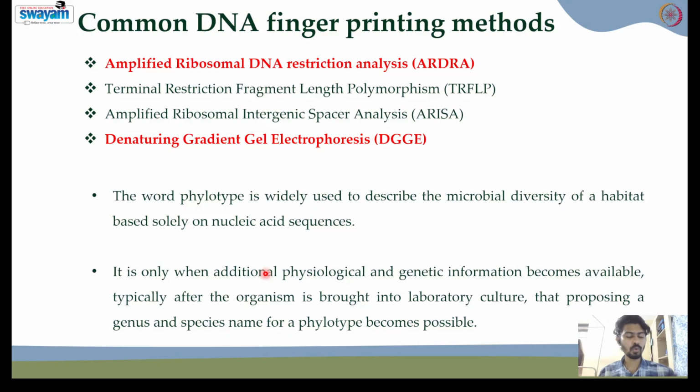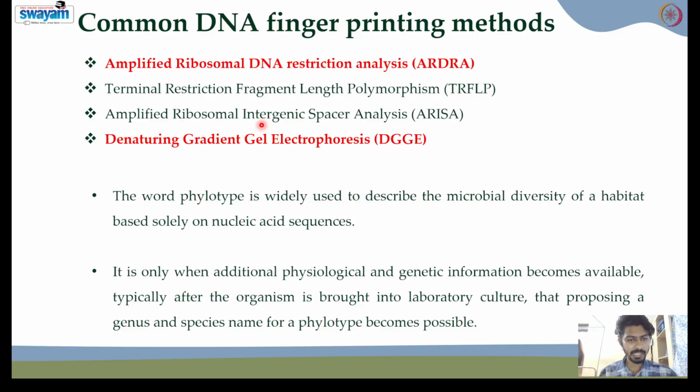And we will move on to techniques. These are some of the common DNA fingerprinting methods available for culture-independent analysis. The first is amplified ribosomal DNA restriction analysis, the second is terminal restriction fragment length polymorphism, the third is amplified ribosomal intergenic spacer analysis, and the fourth is denaturing gradient gel electrophoresis. These are some of the methods available for identifying microorganisms without even culturing them.